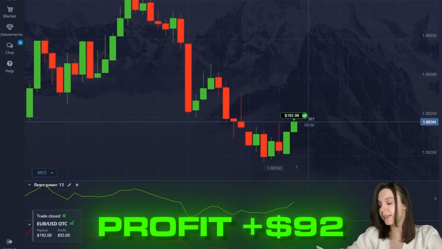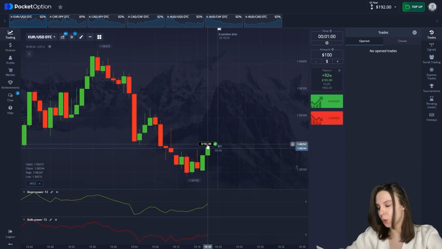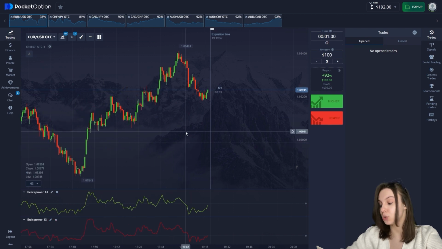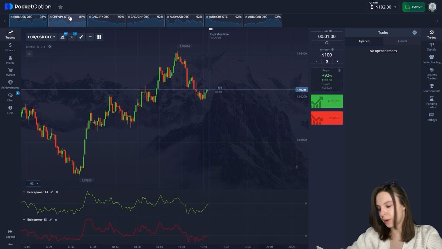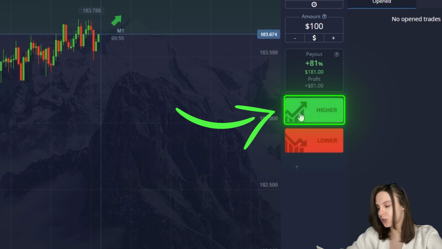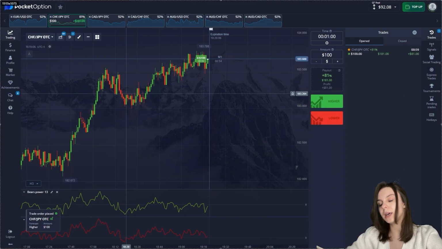It's excellent, and this trade is closed for a plus. We see the total profit of our balance is $192. Great. Let's immediately move on to the next currency pair. Here we are on the next currency pair. We will open a trade here for an increase and immediately start the general analysis.